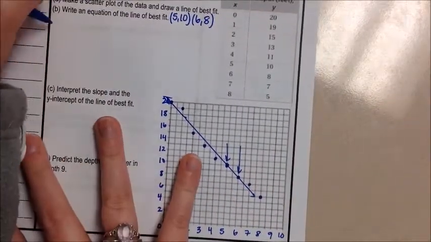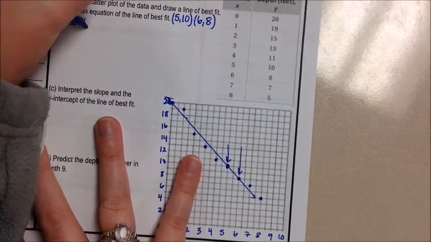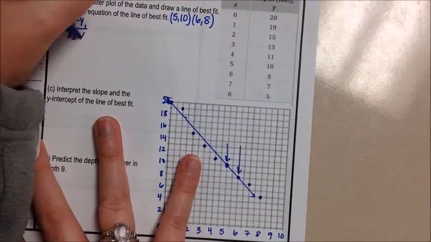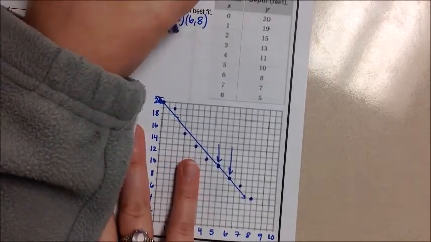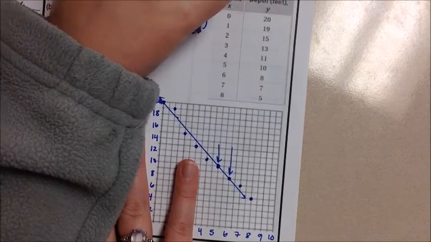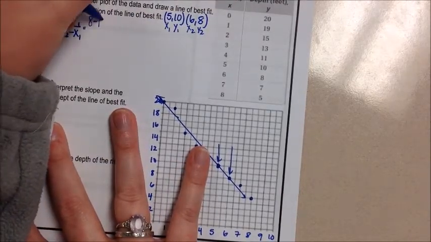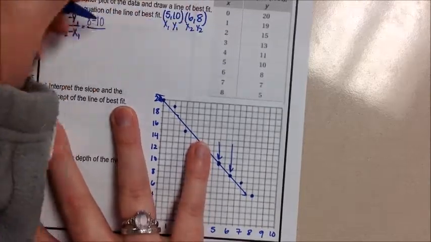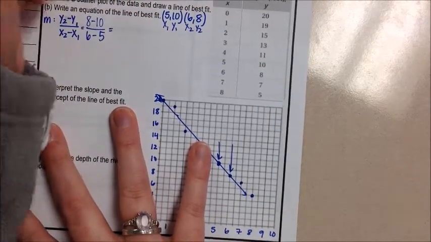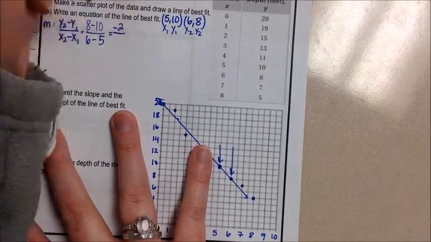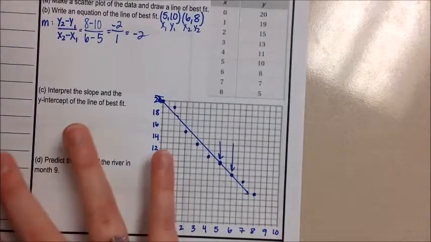Okay, so I'm going to first find my slope. Remember, that's my first step. So y2 minus y1 over x2 minus x1. Well, I need to label my points. So this is x1, y1, x2, y2. Okay, so y2 is 8, y1 is 10, x2 is 6, x1 is 5. 8 minus 10 is negative 2, and 6 minus 5 is 1, so that's negative 2. That's my slope.